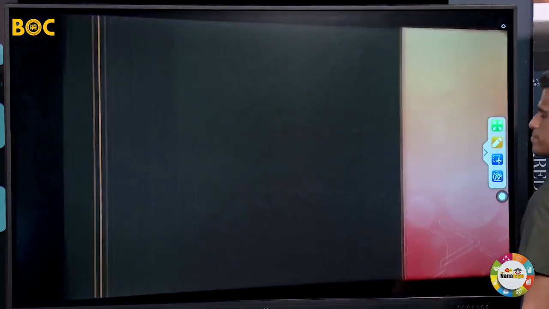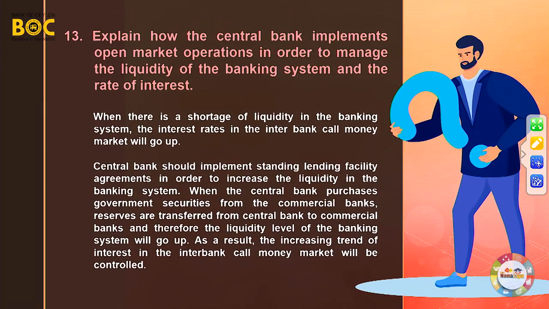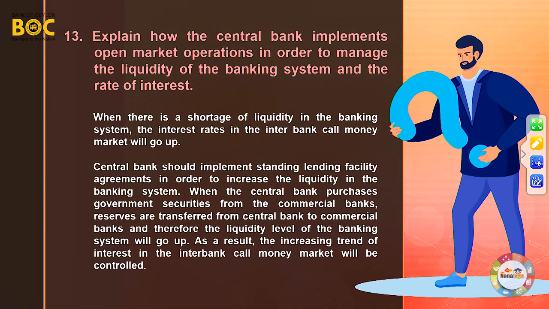Right. We will move on to the next question. Explain how the central bank implements open market operations in order to manage the liquidity of the banking system and the rate of interest.